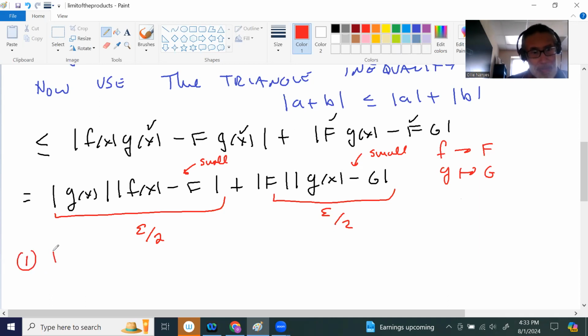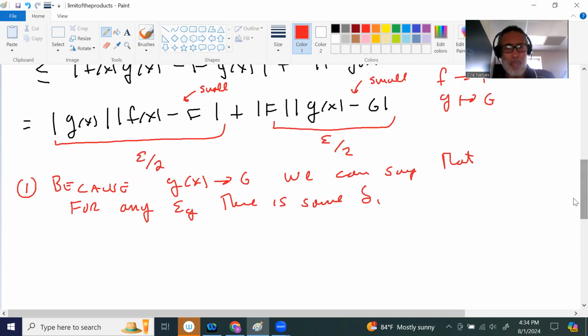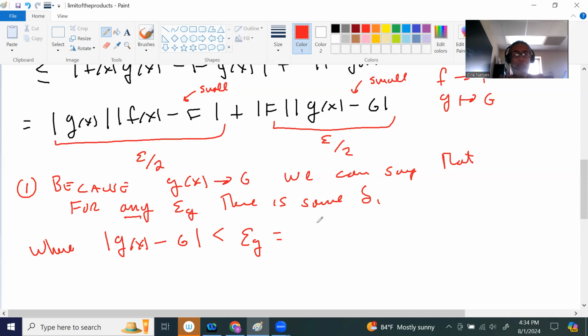So the first thing, because little g is going to big G, we can say that for any, let's call this epsilon sub G, there is some, let's call this delta 1, where the difference now between g of x minus big G is going to be less than epsilon G. And now let's just be clever about this epsilon G, because it says any epsilon G. We can do this.